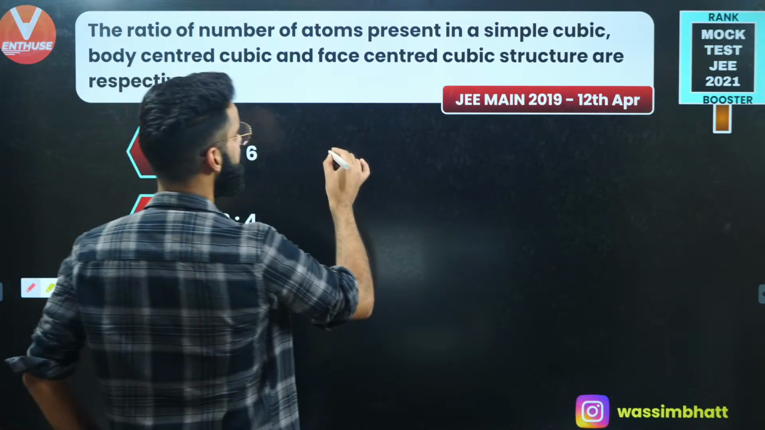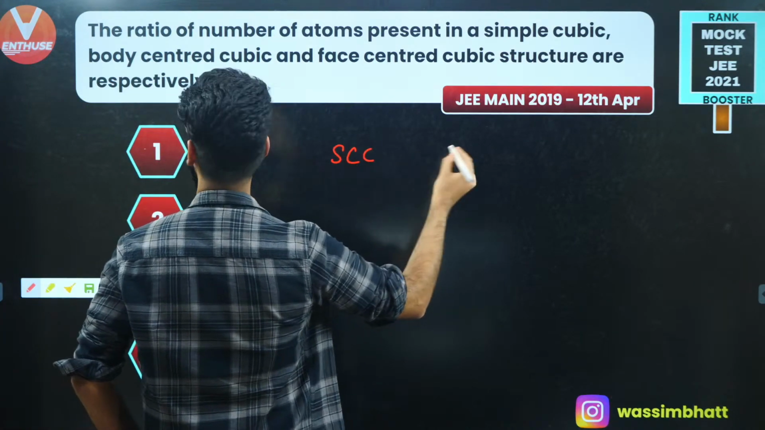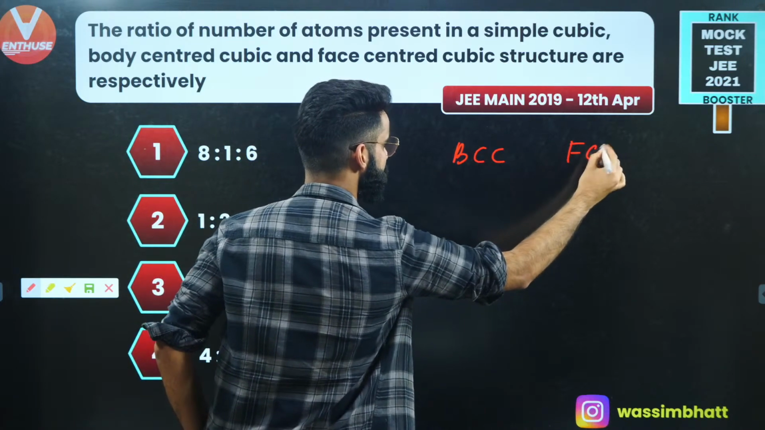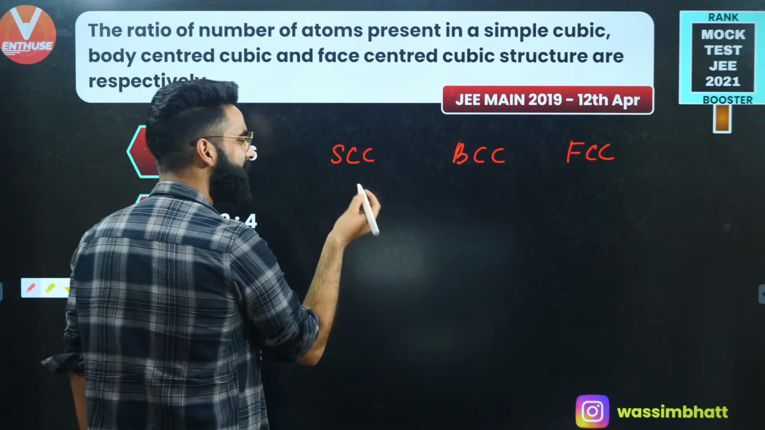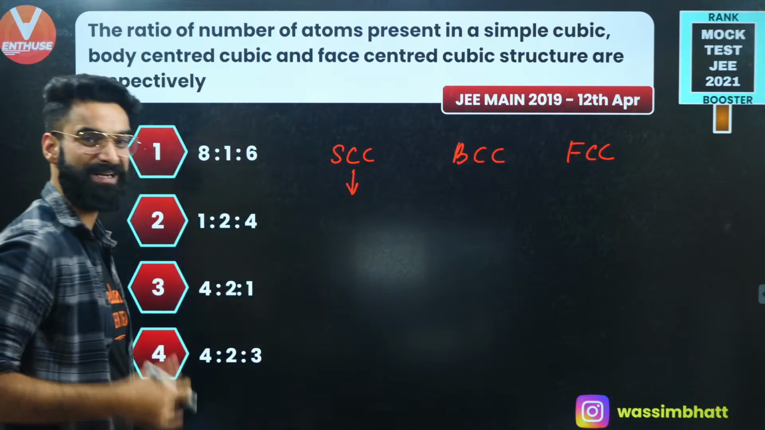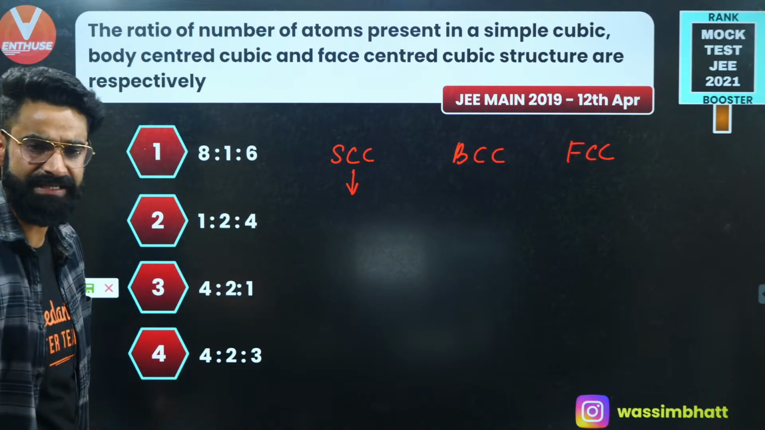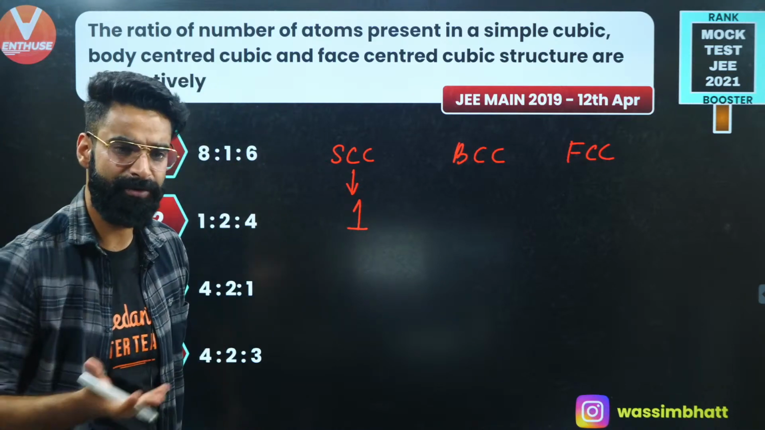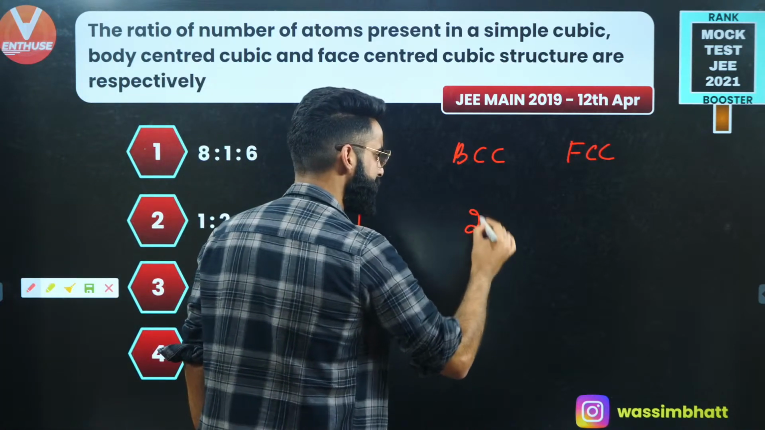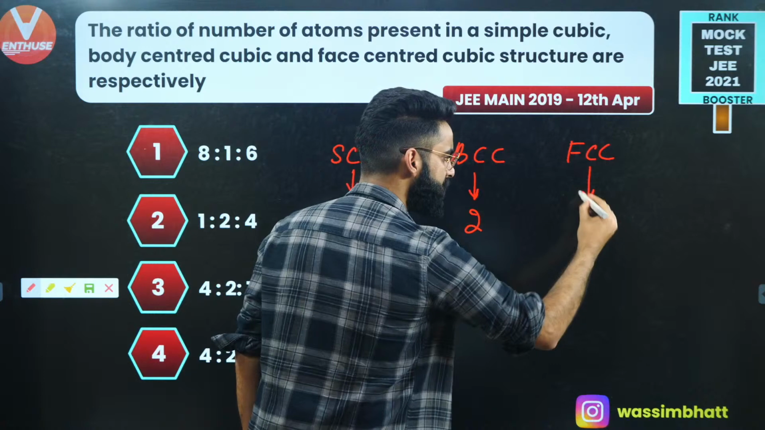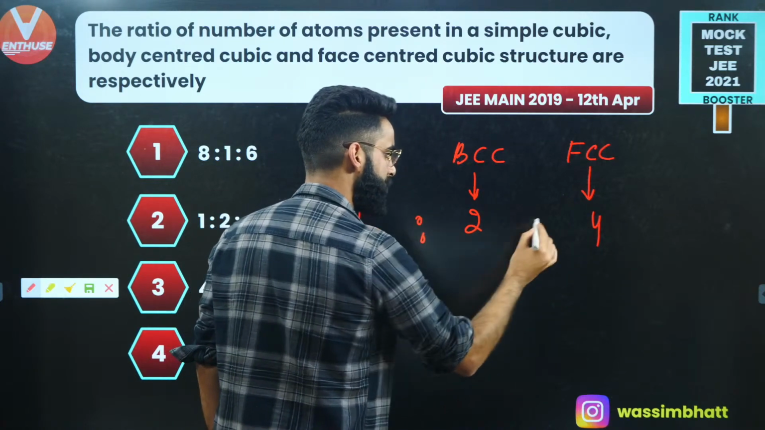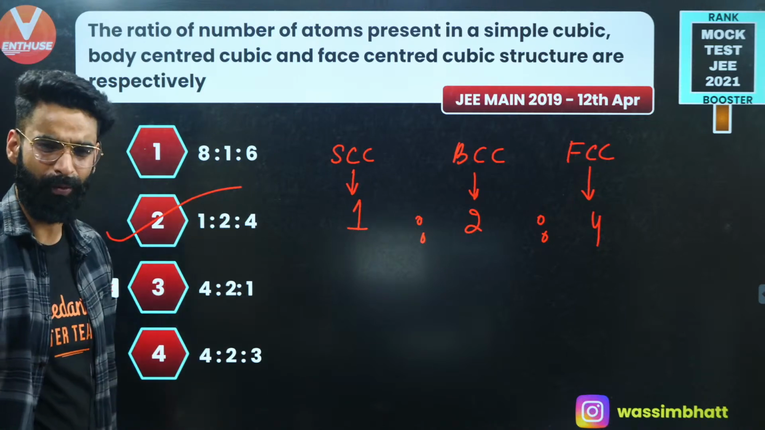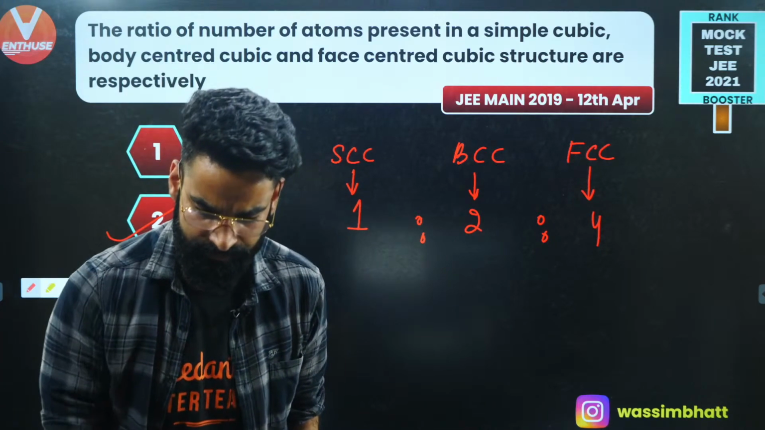See, if I talk about the simple cubic unit cell, then we have got the body-centered cubic unit cell, then we have got the face-centered cubic unit cell. What is the effective number of particles of the simple cubic unit cell? It's 1, right? 1 particle is enough to form a simple cubic unit cell. In case of BCC, it's going to be 2. In case of FCC, it's going to be 4. So the ratio is simply going to be 1:2:4. Check the options. 1:2:4 is option 2. A very simple and ordinary question, right?